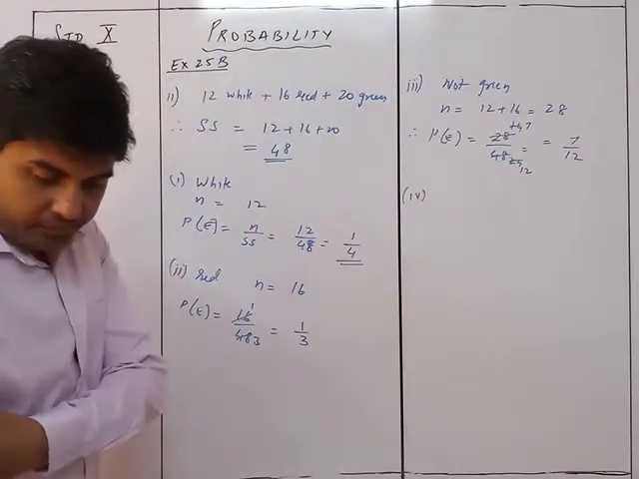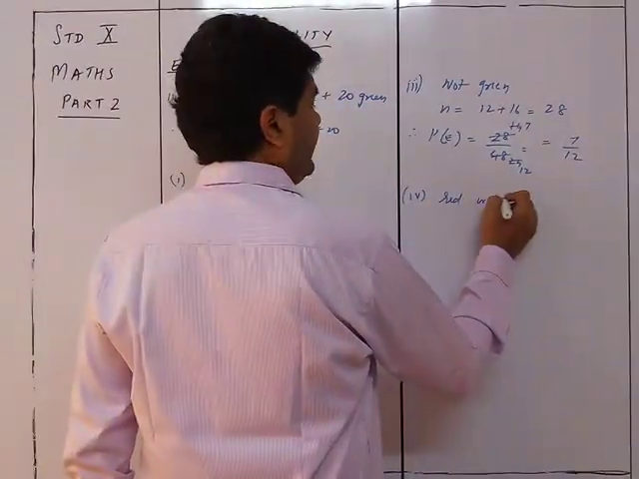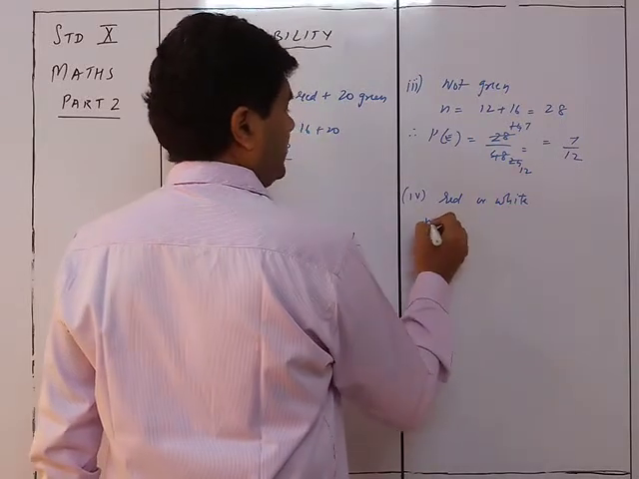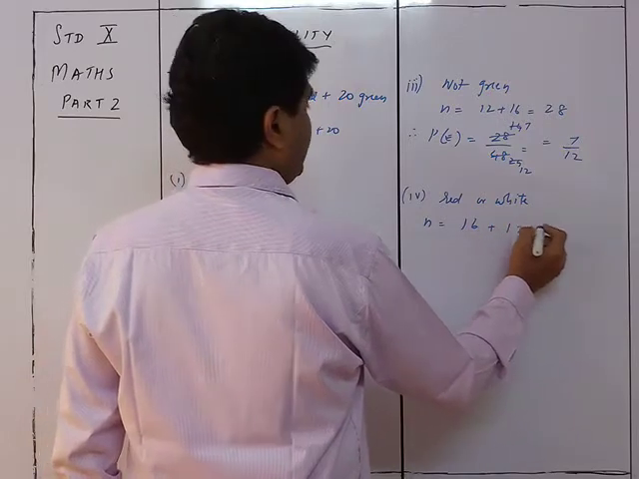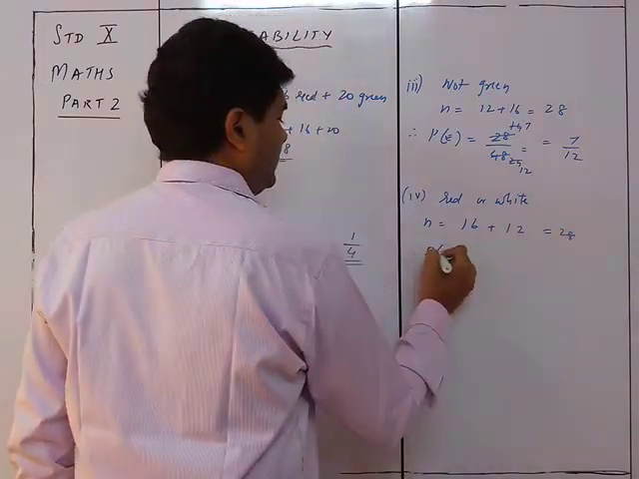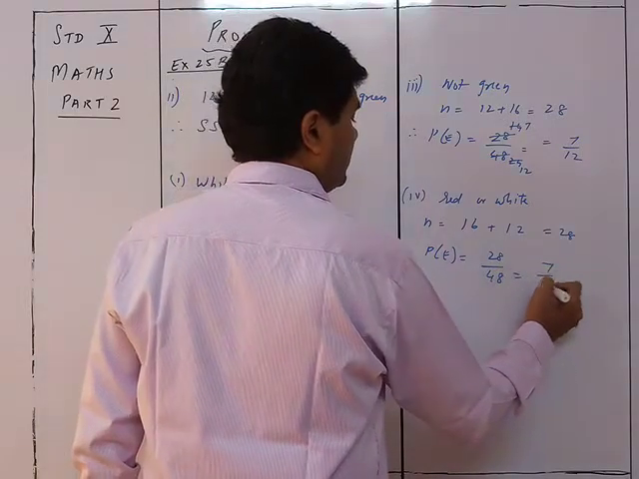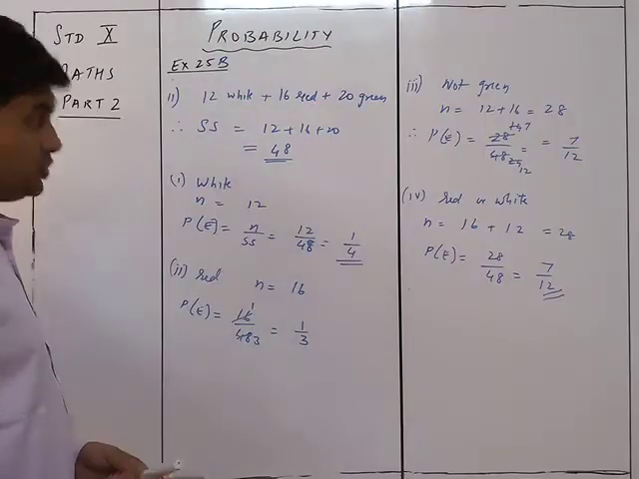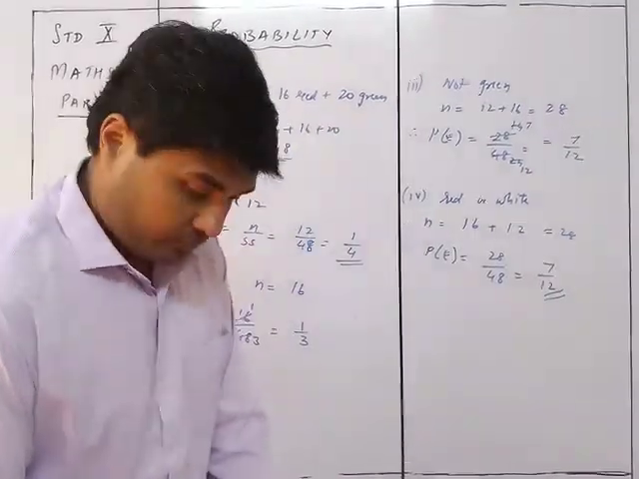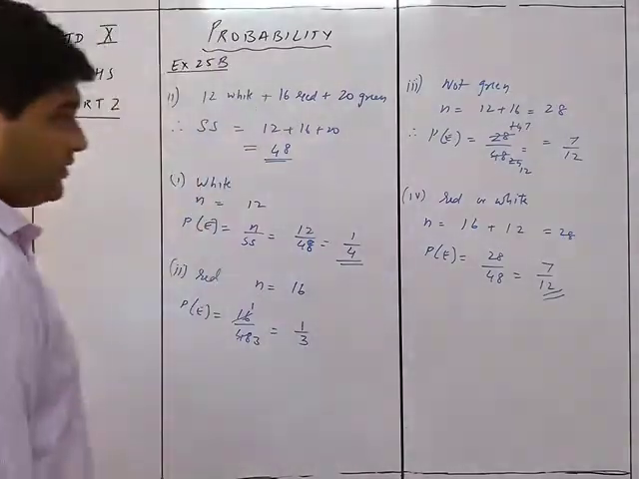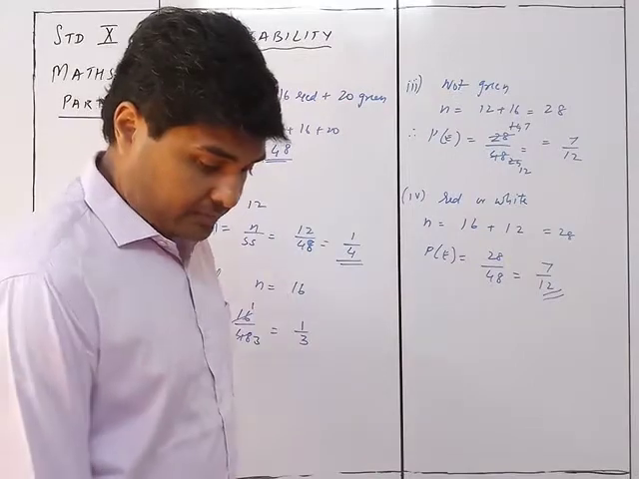Fourth part, red or white. Red or white, again the same thing. N will be red, 16, plus white, 12, that is 28. So PE is equal to 28 upon 48, which is 7 upon 12. So sum number 11, the answers are 1 upon 4, 1 upon 3, 7 upon 12, 7 upon 12. We now move on to sum number 13.